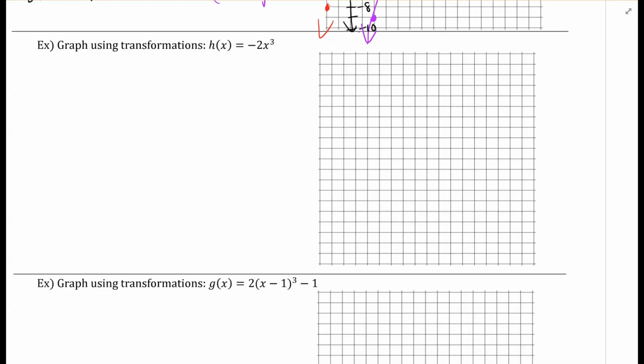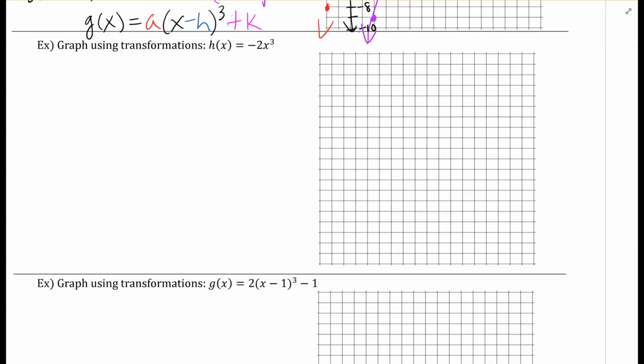All right, so in our next example, we have h of x equals -2 times x to the third power. So we're going to have to figure out what a, h, and k are. If you remember the transformation function, g of x is equal to a times (x minus h) to the third power plus k.